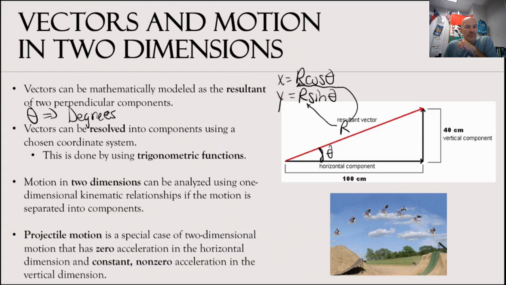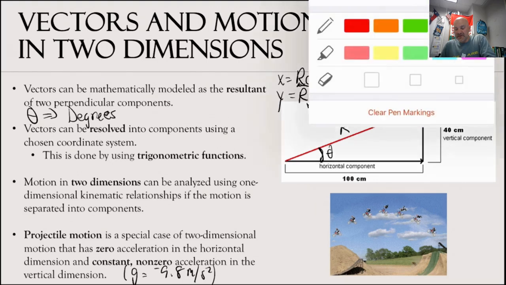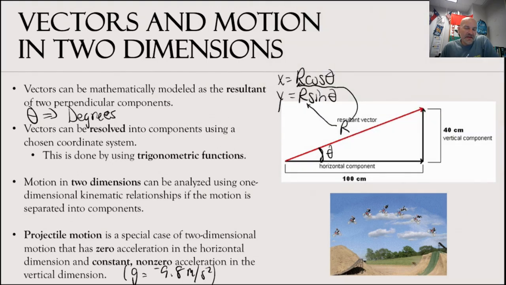Projectile motion is the special case of two-dimensional motion that has zero acceleration in the horizontal dimension and a constant non-zero acceleration in the vertical dimension. That constant non-zero acceleration is that 9.8 number we talked about. If it is a free response question, they will want you to use this number. If it is a multiple choice question, you will probably use 10.